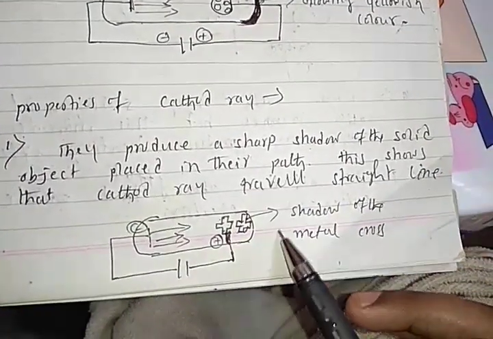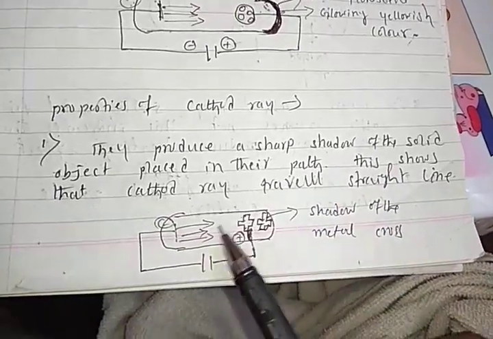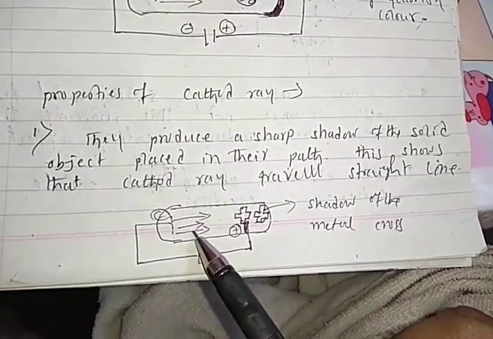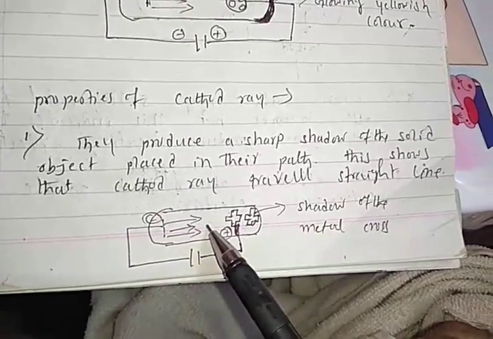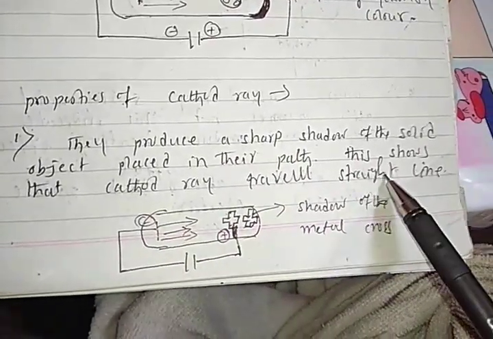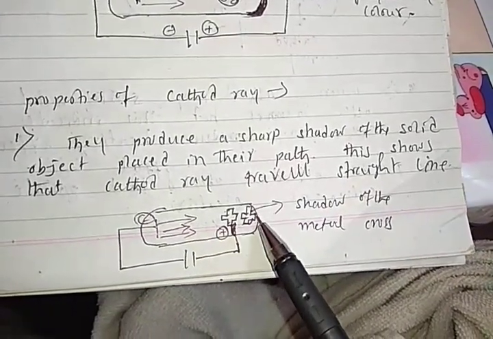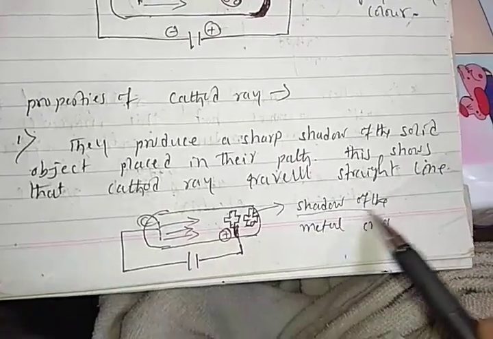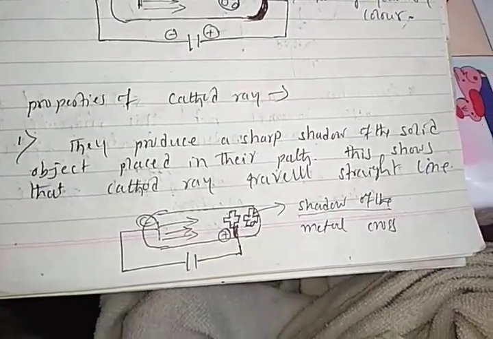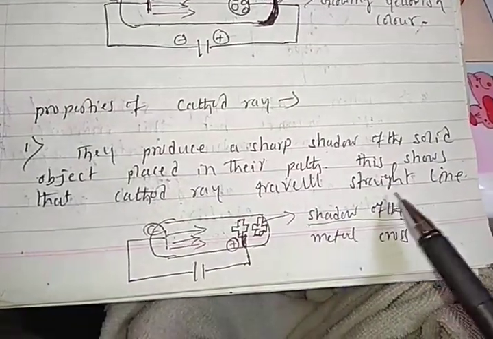When the shadow falls on the other end of the glass, the anode side, it indicates that the cathode rays are present in the form of invisible light. They travel in a straight line and fall on this object. After falling on the object, the shadow falls on the other side. The shadow indicates that the rays are light rays, and they travel in a straight line.